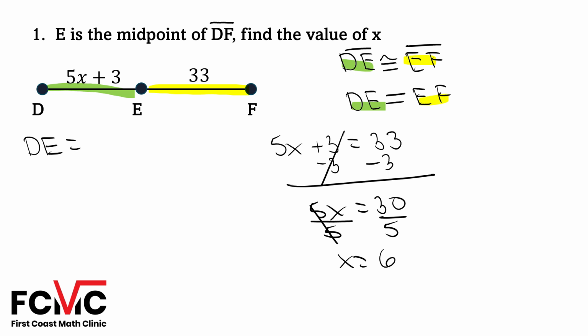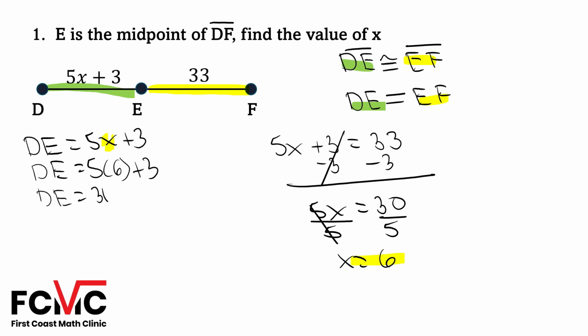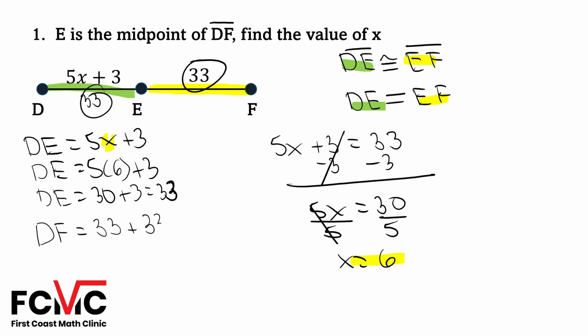We know that DE is 5x plus 3. So we can take that value of 6, put it in for x. So we'll have DE equals 5 times 6 plus 3. We'll get 30 plus 3, and we'll get 33, which is the same as what we have here. We want to find the total length of DF. Well, we know using the segment addition postulate, we could add up our total length. So we could add up 33 plus 33 and the length of DF, that total segment, is going to be 66.